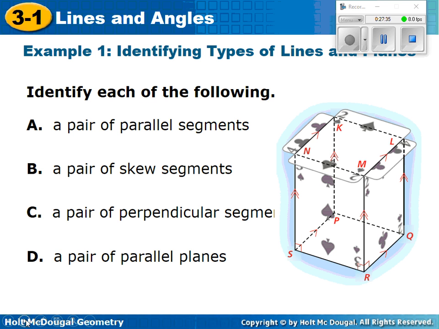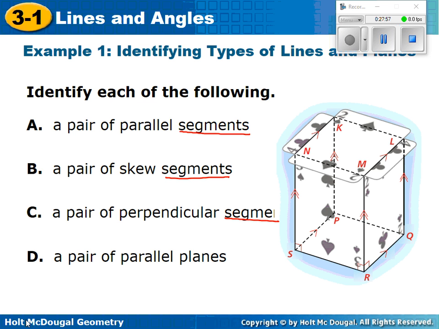Okay, so let's look at this example. Careful with the wording, though. What are we looking for on every single one of these? A through C. Segments, segments, segments. So when you're naming, make sure you're putting a segment above it, not a line with arrows, okay? Super important. I'm going to be very picky about your chapter 1 notation.